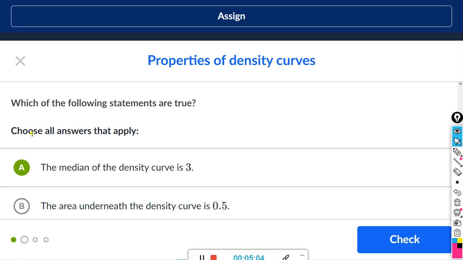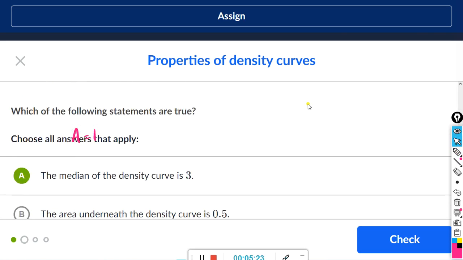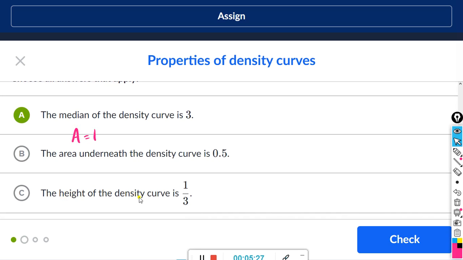Answer B, it says choose all answers that apply. Answer B, the area underneath the curve is 0.5. Okay, we know that's false. All right, we said it in the first problem. This represents 100%, which is just 1. So the area is just 1. So B is false.